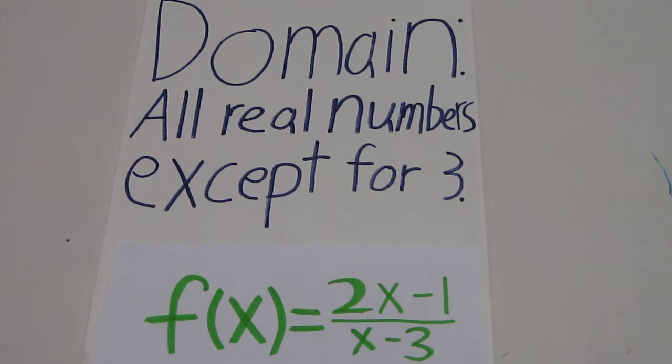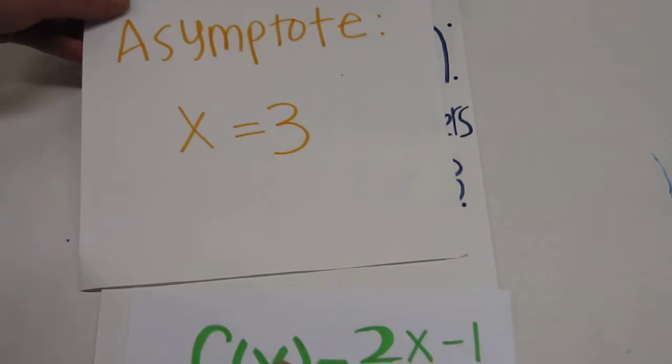Next, we need to find the vertical asymptotes. Vertical asymptotes are the x values that make the denominator 0. The graph approaches this line but will never touch it. The vertical asymptote for this graph is x = 3.